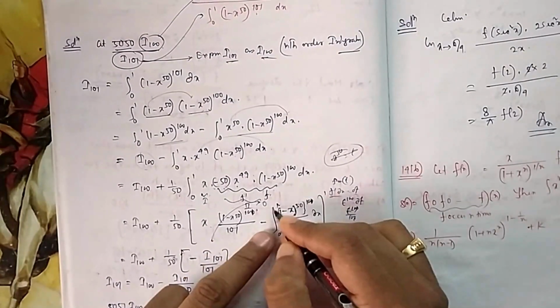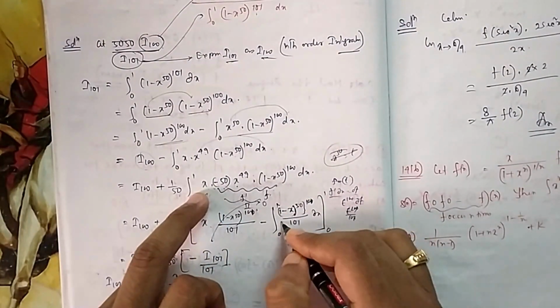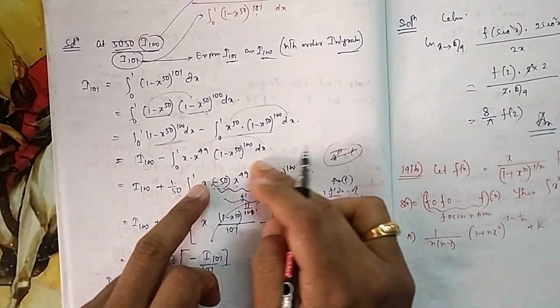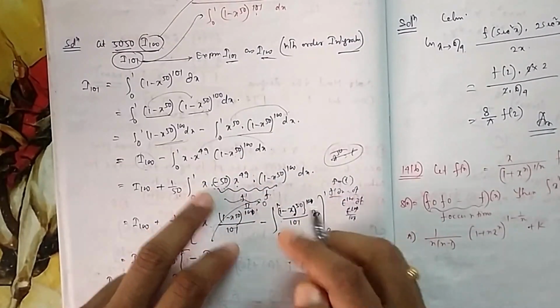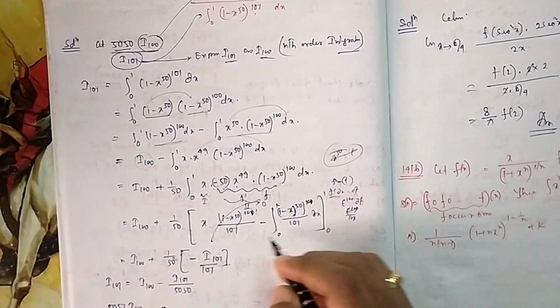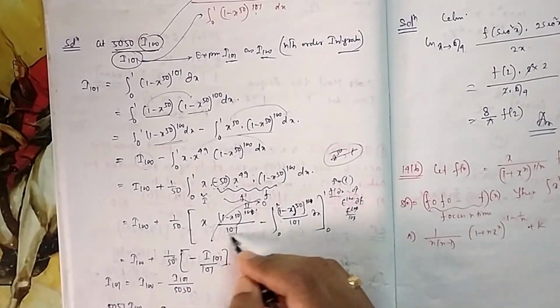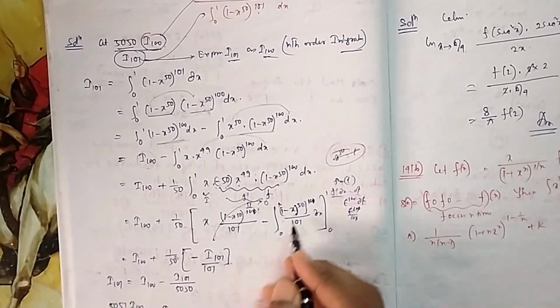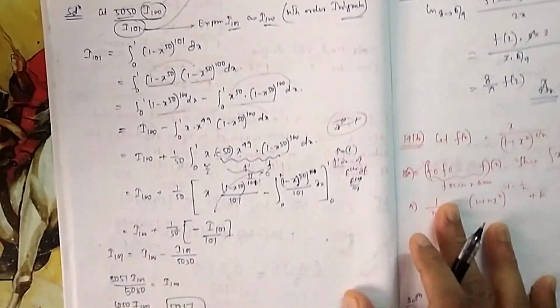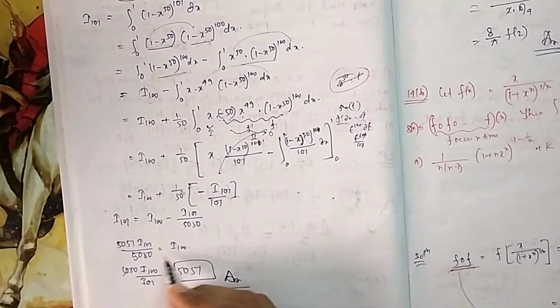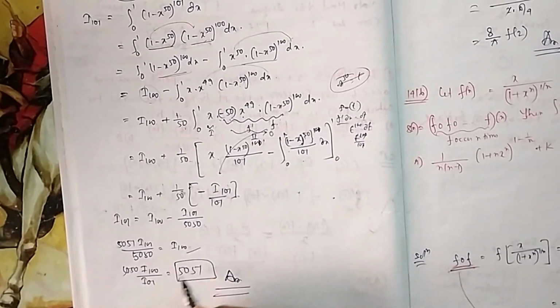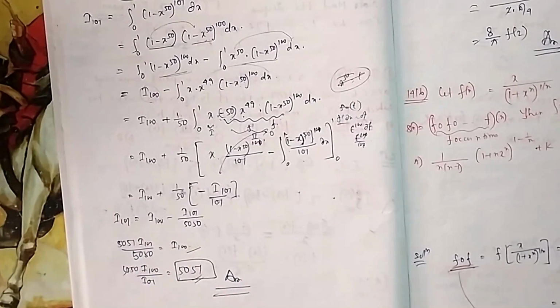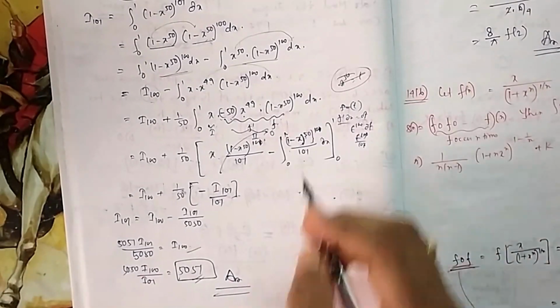And minus the integration of the differentiation of the first, which is 1, and then the integration of this one. This one is already known, so this will be left. Now if you put the limits 0 to 1, this will automatically be 0. So you are left with this one, which is nothing but I101 by 101. Now if you take I101 and I100, it will be of this fashion, so you can easily find that the answer is 5051. So somehow you have to bring this one.